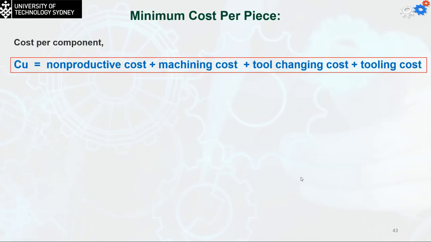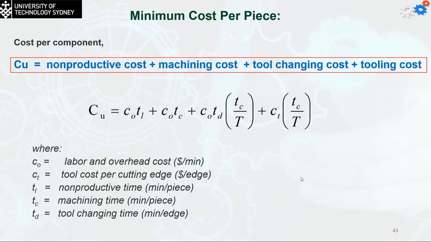The cost per component usually is going to be equal to the non-productive cost plus the machining cost plus the tool changing cost plus the tooling cost itself. If I am to describe this equation in numbers, it's going to be written as the following.